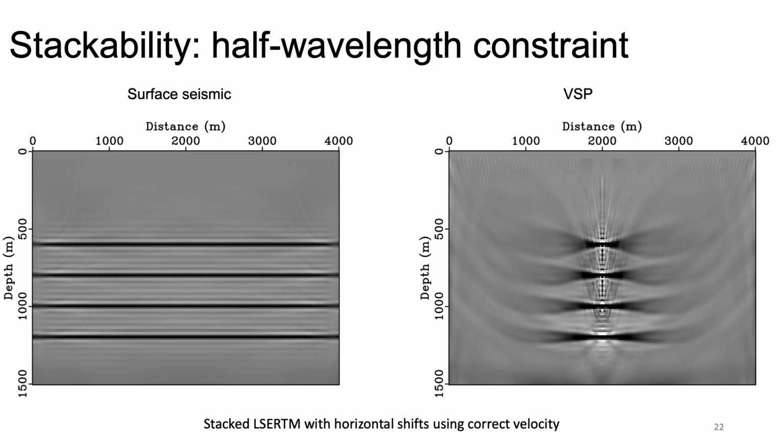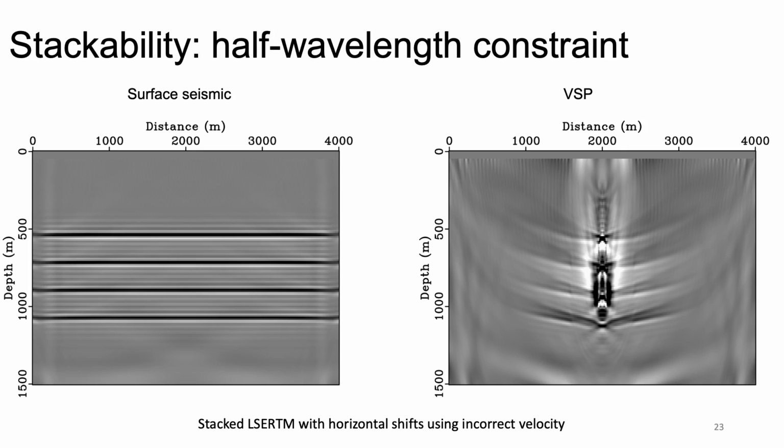In our previous study, we have shown that we can stack the subsurface offset extended images along the subsurface offset axis within the half-wavelength constraint. The resulting image is of better quality than the image at the zero subsurface offset and the image from conventional LS-RTM, especially when large errors are present in the migration velocity model. The left part shows the stacked image for the surface seismic survey, and the right part shows the stacked image for the VSP survey. This is the case for the correct migration velocity model.